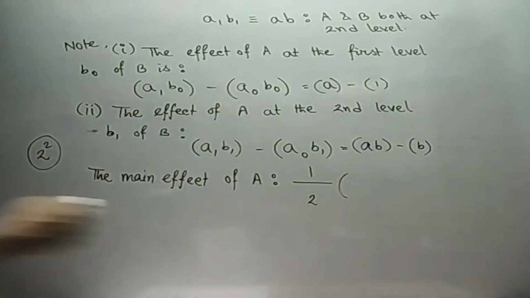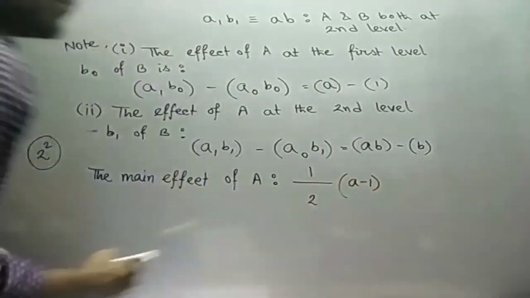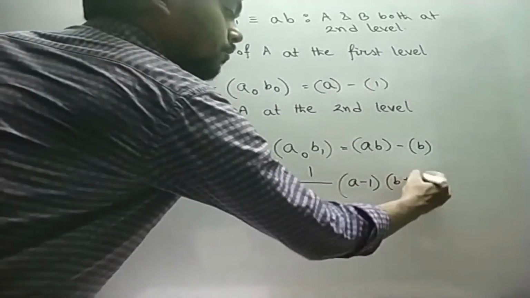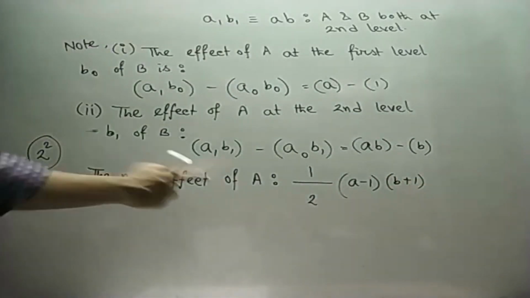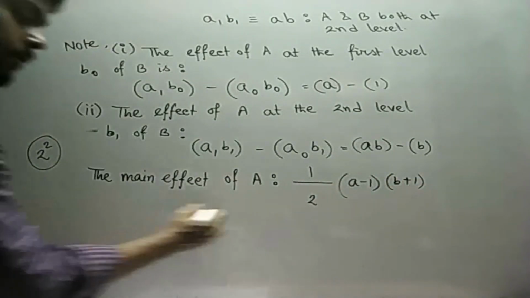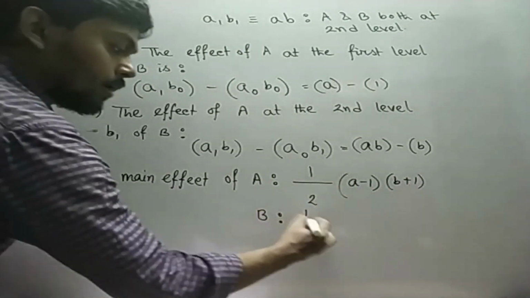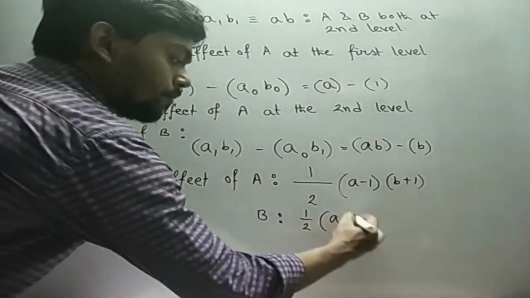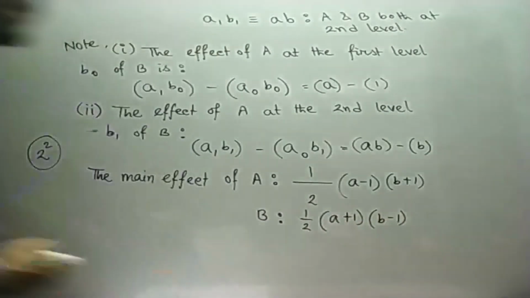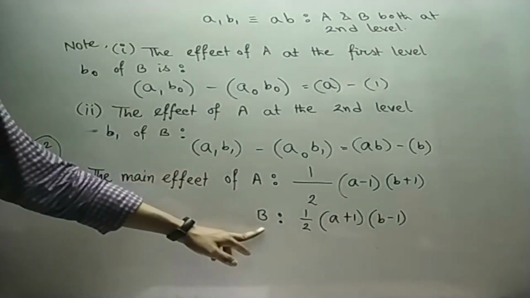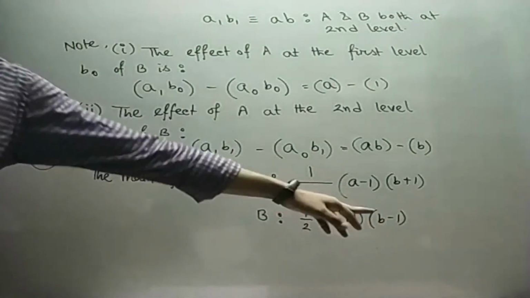So that's why we can take A minus 1 and then B plus 1. Okay, so then what will be the main effect of B? The main effect of B will be 1 by 2 into A plus 1 but B minus 1, as we have to calculate the main effect of B. So that's why we have to take the part B minus 1.